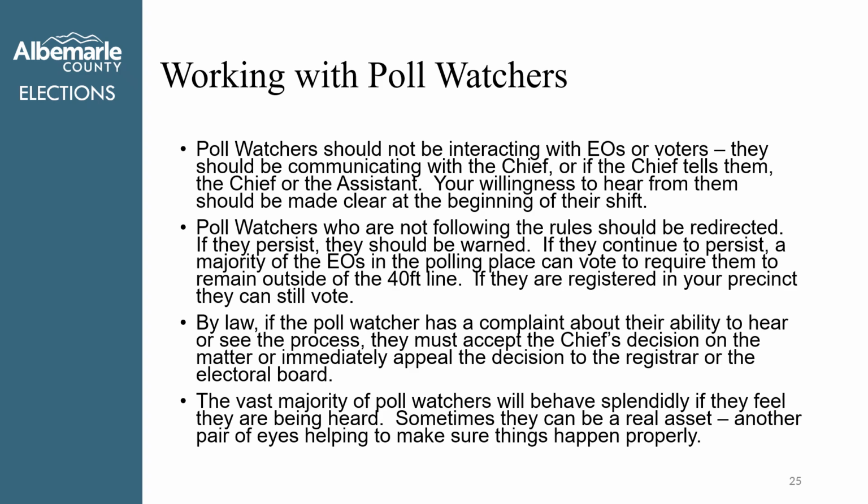Working with poll watchers. Poll watchers should not be interacting with officers of election or voters. They should be communicating with the chief, or if the chief tells them, the chief or the assistant. Your willingness to hear from them should be made clear at the beginning of their shift. Poll watchers who are not following the rules should be redirected. If they persist, they should be warned. If they continue to persist, a majority of the EOs in the polling place can vote to require them to remain outside of the 40-foot line. If they are registered in your precinct, they can still come in to vote.